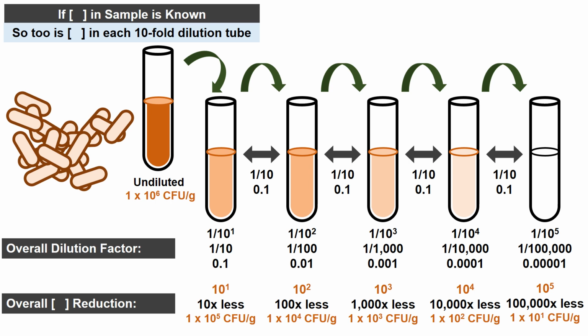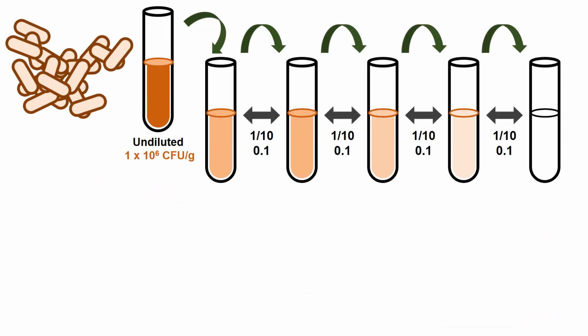Therefore, if we knew the concentration to begin with, here 1 times 10 to the 6th, and we created these tenfold dilutions, we would actually know the concentration in each of those tubes. And that becomes super powerful when we think about that last step, which is actually taking volume from each of these and putting them into agar plates, because the concentration in each tube is going to tell us how many colony forming units we're going to get. And that is the next and important part of this video.